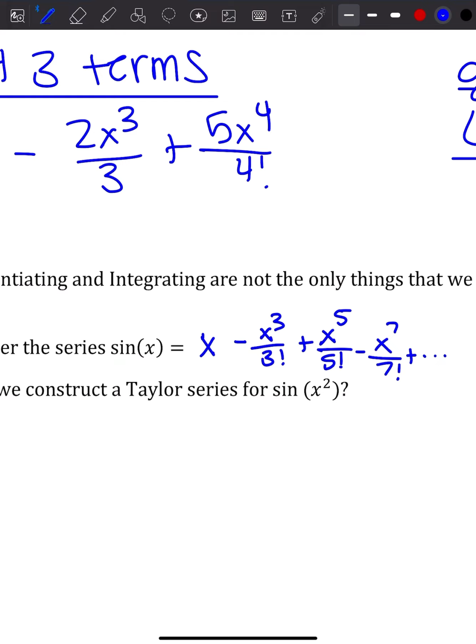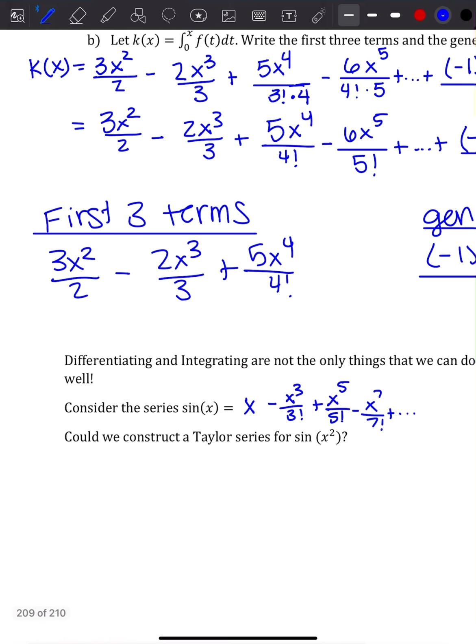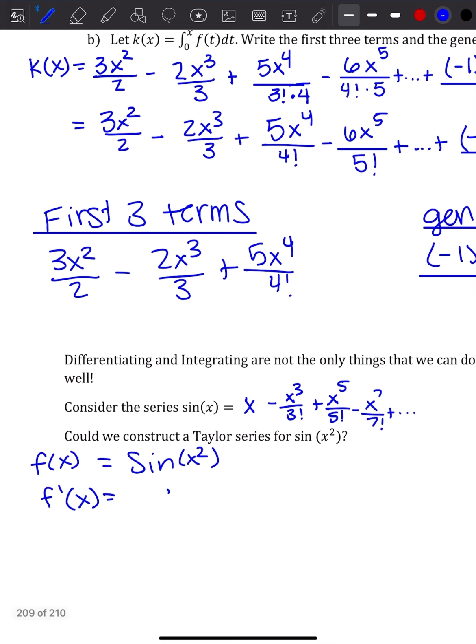If we were to do that, we would have f of x equal to sine of x squared. F prime, which isn't too bad, would be cosine of x squared, because the inside stays the same because it's chain rule. And we're going to multiply by the derivative of x squared, which is 2x. So the derivative of this function, 2x times cosine of x squared, isn't that bad.